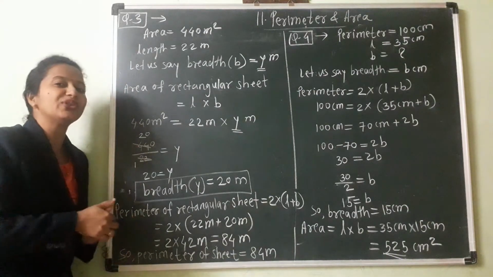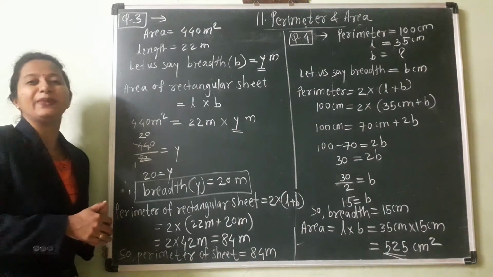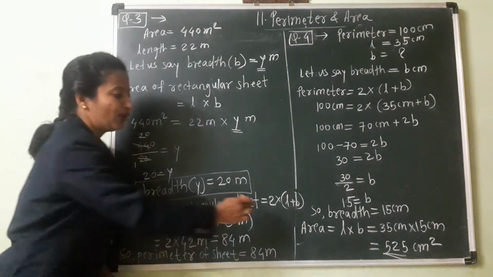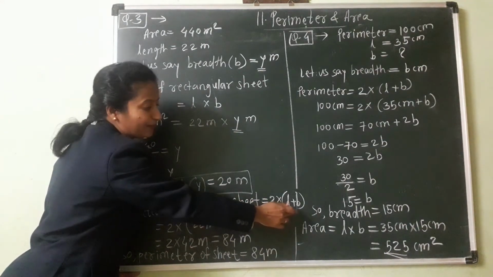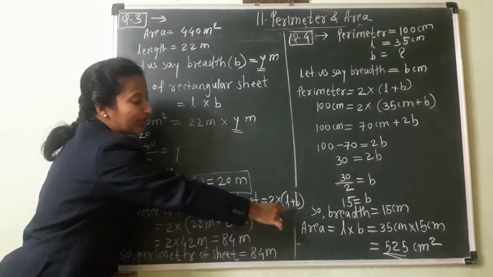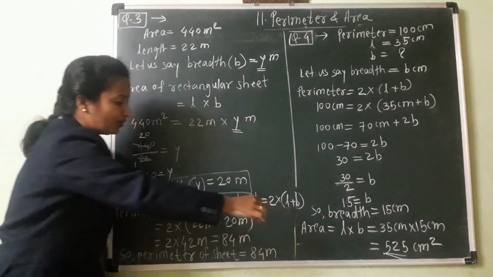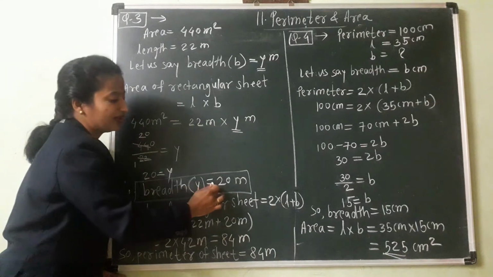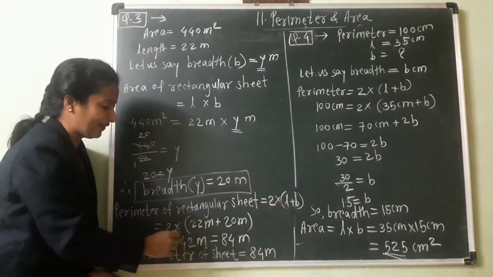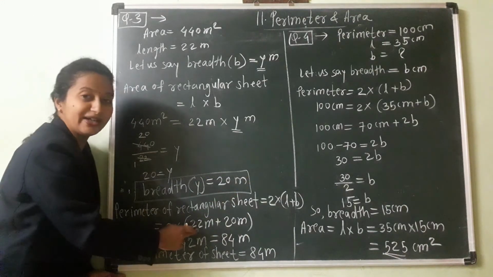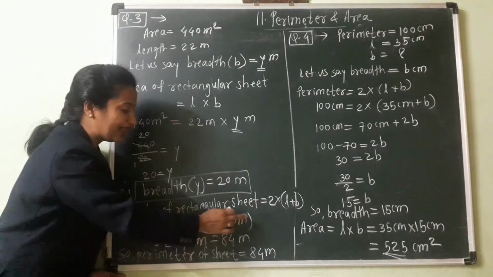Now we have to find the perimeter of that rectangular plot. So here we have to use the formula to find the perimeter of a rectangle, and it is 2 multiplied by length plus breadth. You know the length. Also we got the value for the breadth. So put these values. So it's 2 multiplied by 22 meter plus 20 meter.